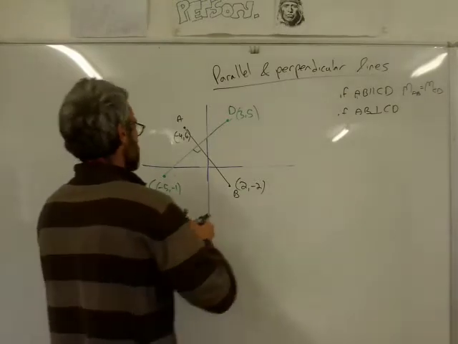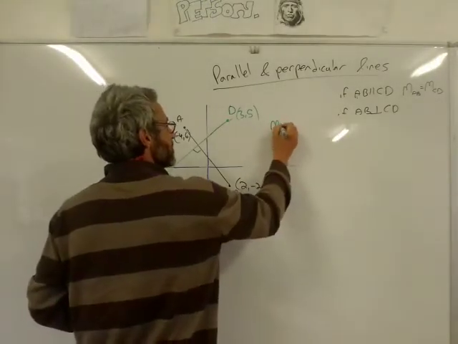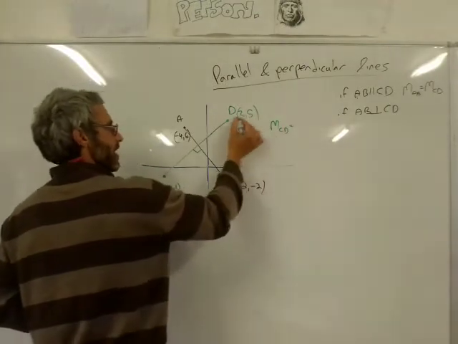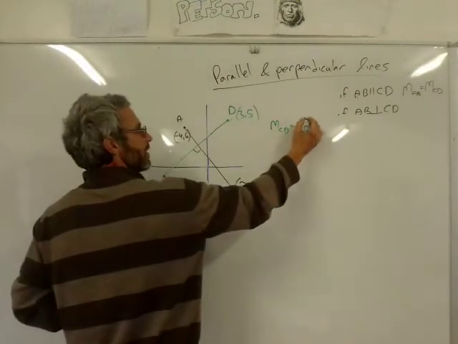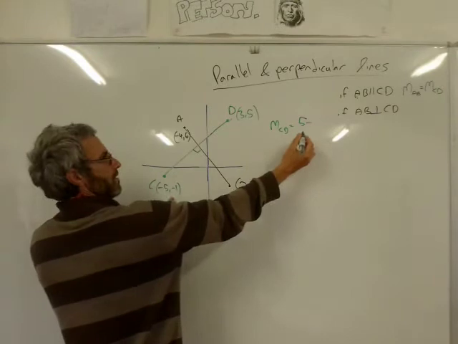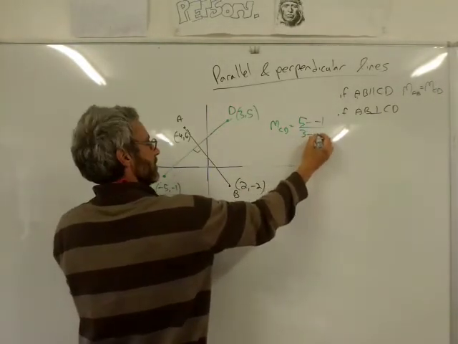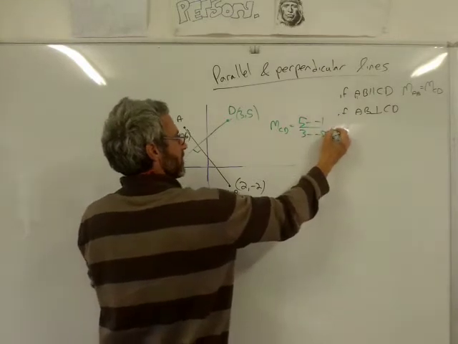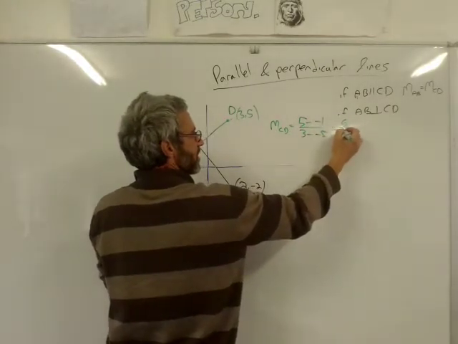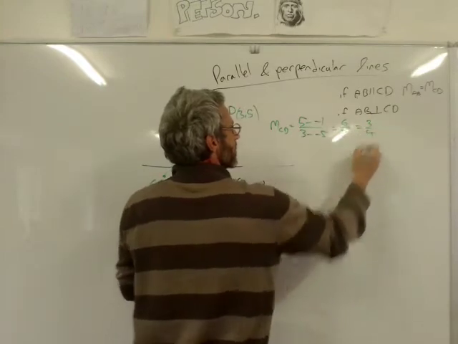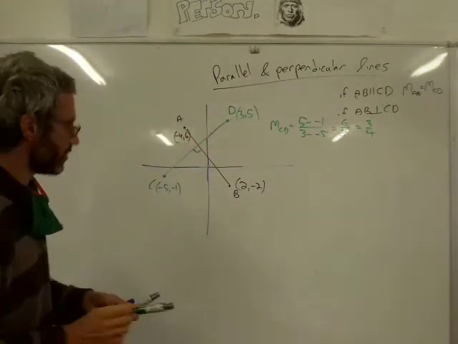So we'll calculate the gradient of CD. So MCD, okay? Help me out here. MCD, the green one. It'll be 5 minus 1 divided by 3 minus minus 5. So 6 over 8. The prettiest number. 3 over 4. Fantastic. Okay, so we'll put that aside for a minute.